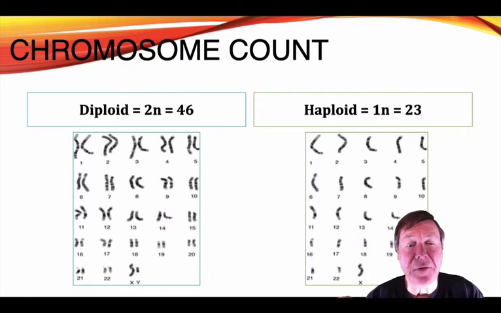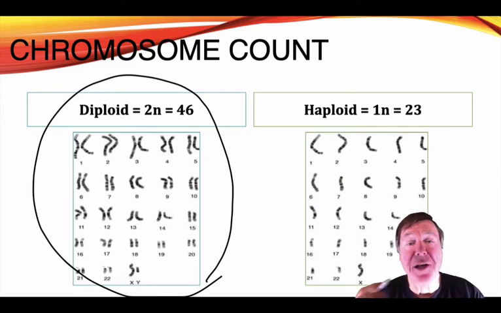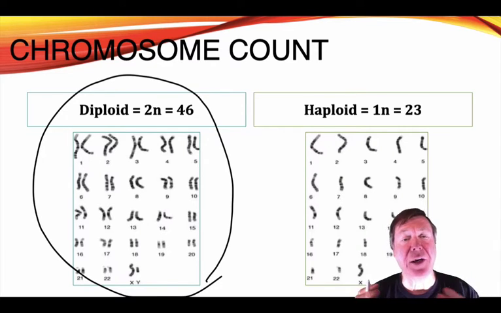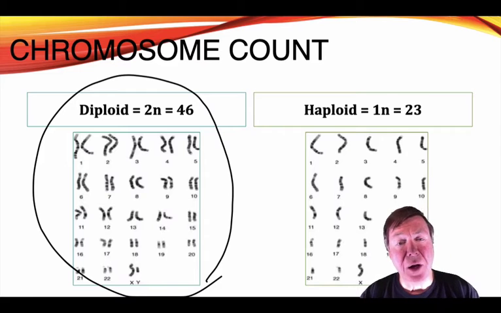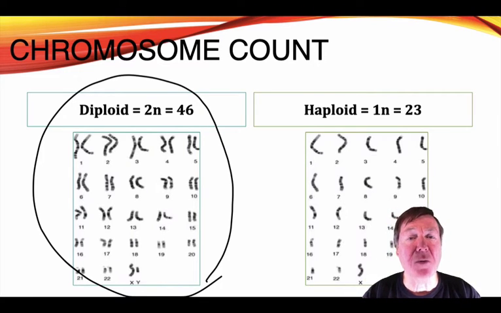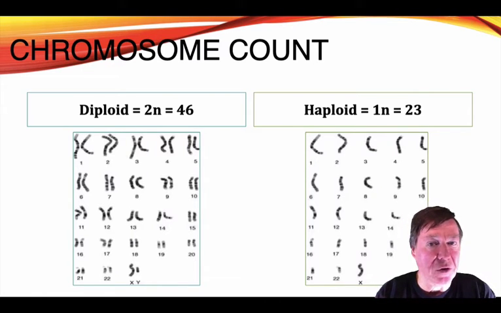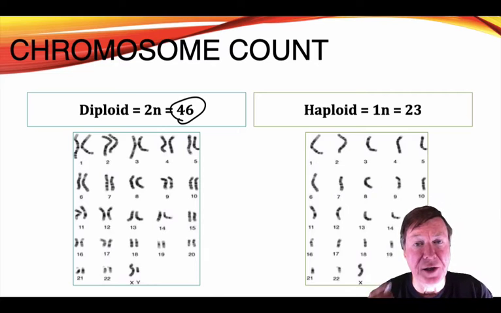These are the karyotypes of a haploid and a diploid cell. Over on the left, you have a diploid cell. Again, what is a karyotype? They take a cell that's going through mitosis or meiosis, and they look for the chromosome count. They pair them up by size, and you end up with the karyotype. Right? So you can see a diploid, 2N, there's 23 pairs, 23 times 2, 46 total.